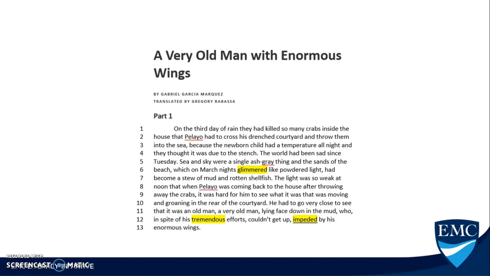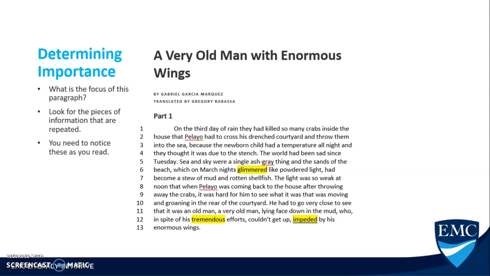The light was so weak at noon that when Pelayo was coming back to the house after throwing away the crabs, it was hard for him to see what it was that was moving and groaning in the rear of the courtyard. He had to go very close to see that it was an old man, a very old man, lying face down in the mud, who in spite of his tremendous efforts couldn't get up, impeded by his enormous wings.